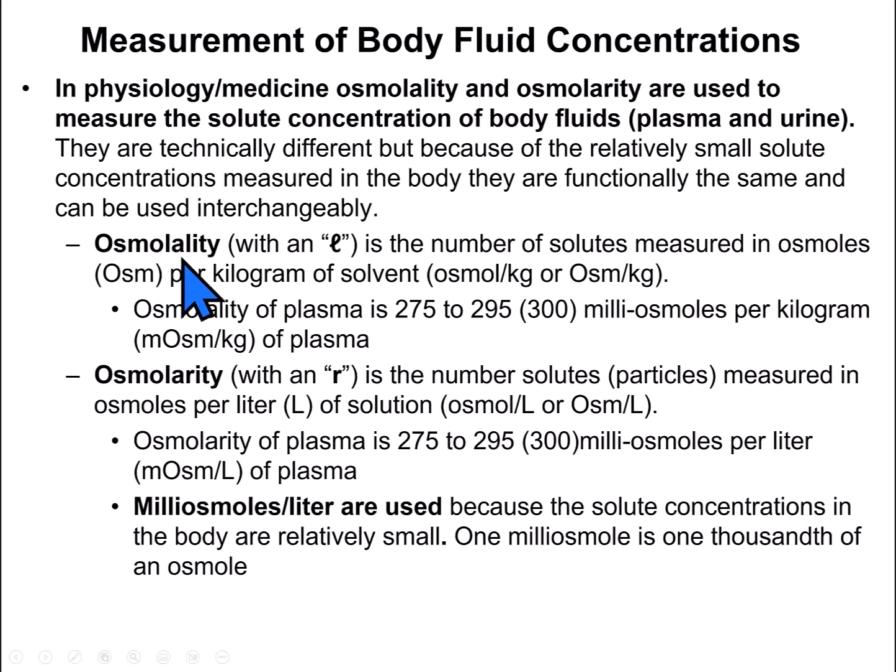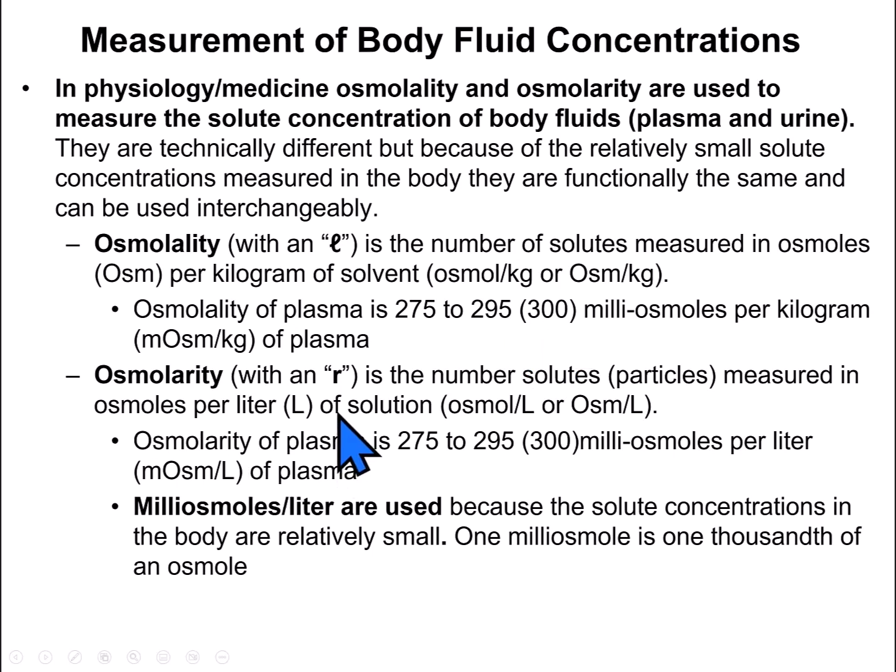When we look at osmolality versus osmolarity, just by letters, osmolality has an L, where osmolarity has an R. You can see here's the L and here's the R. Osmolality is the number of solutes measured in osmoles per kilogram of solvent, so it's osmoles per kg. Osmolality of plasma, you want to star this in your notes, is 275 to 295 milliosmoles per kilogram of plasma. Now I have 300 in parentheses because I've seen other sources quote 300 milliosmoles as the reference number. That's a little bit more than what we have in our textbook, so make sure you memorize this range, but realize you could also have 300 as well.